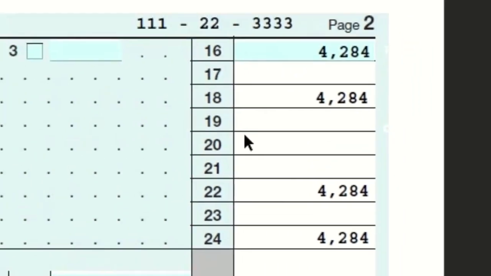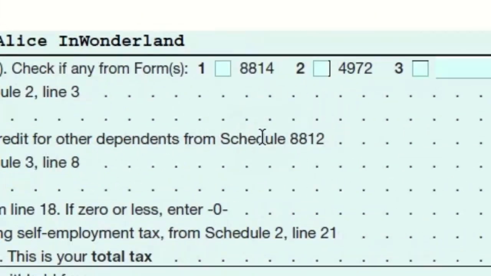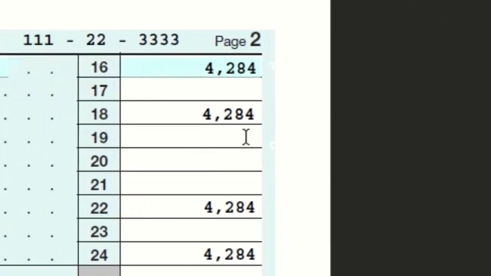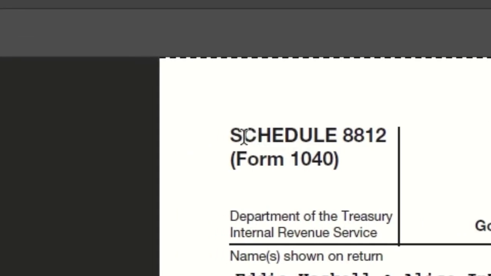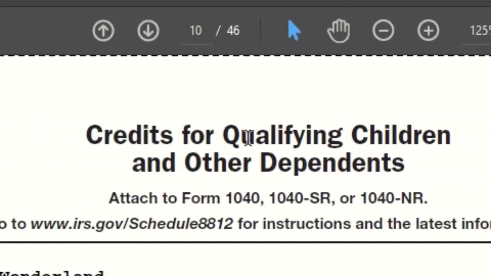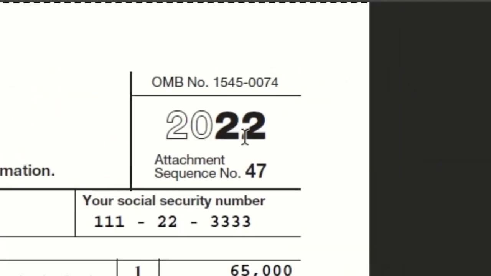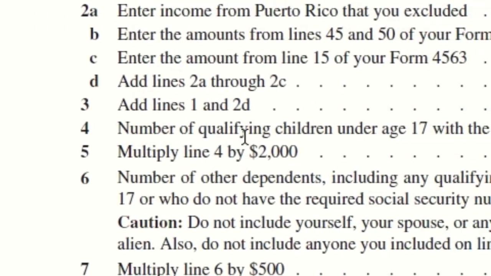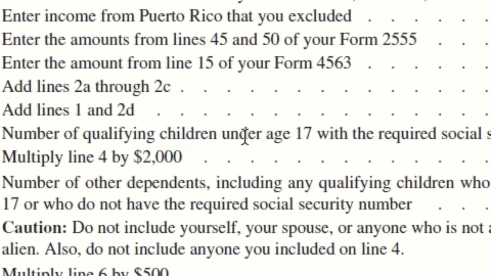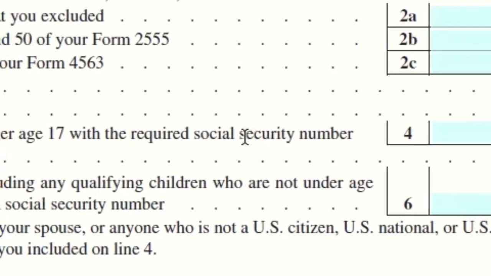But on line 19, we have our child tax credit. So let's see what that is. And we'll go over here to this form, which is Schedule 8812, Credit for Qualifying Children and Other Dependents for 2022. And if we go down to line 4, they want us to enter the number of qualifying children under age 17 with the required social security number.